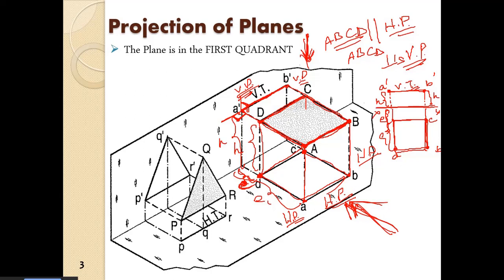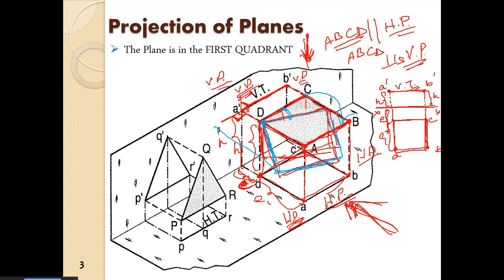Okay, so this plane ABCD is now perpendicular to the vertical plane and parallel to the horizontal plane. Now there may be cases where you will be told that CD is making an angle to the vertical plane. Okay, so it is making an angle to the vertical plane. So in that case, we will have the plane in this direction. So this entire plane will rotate about this angle here.